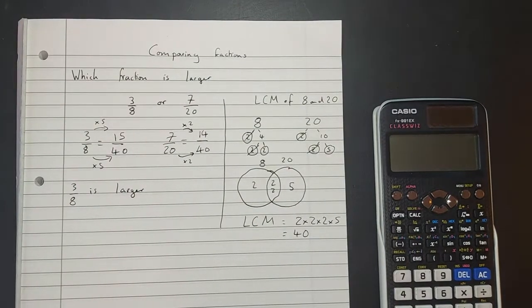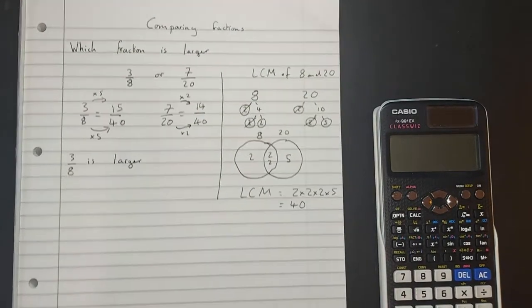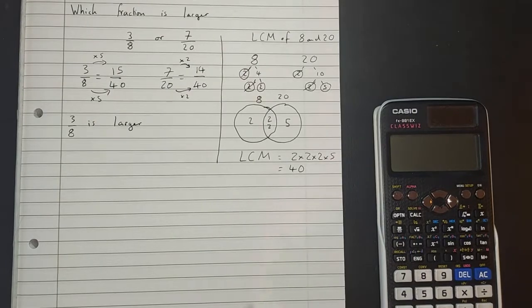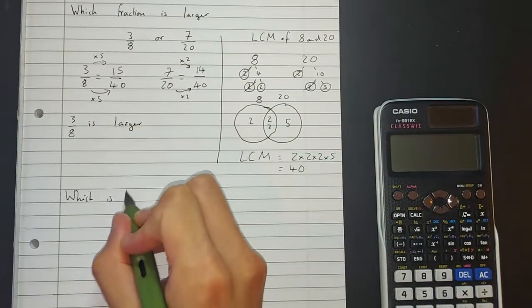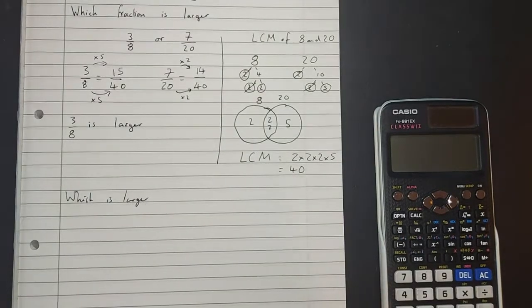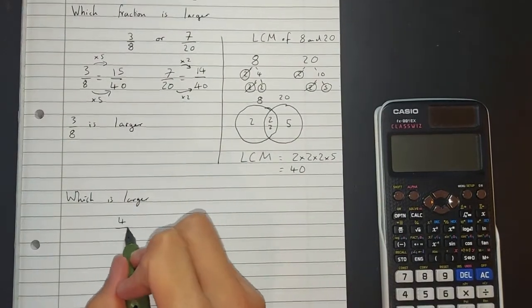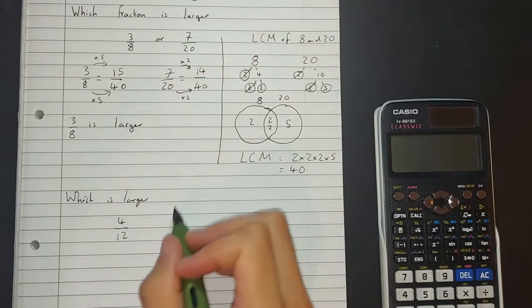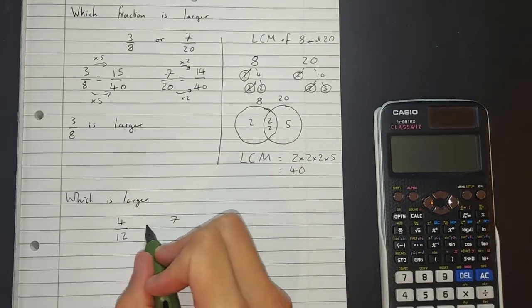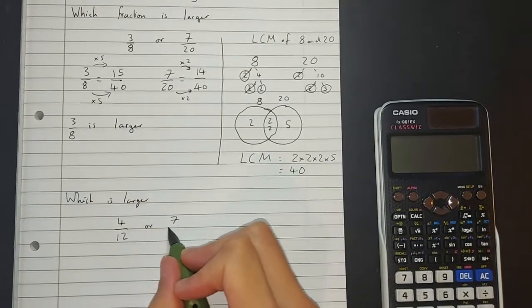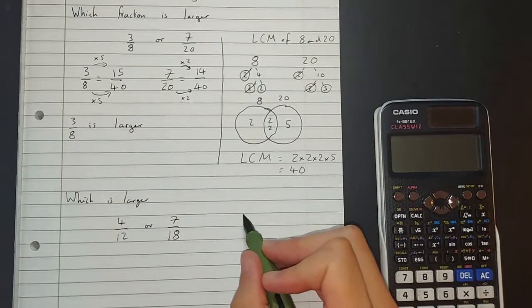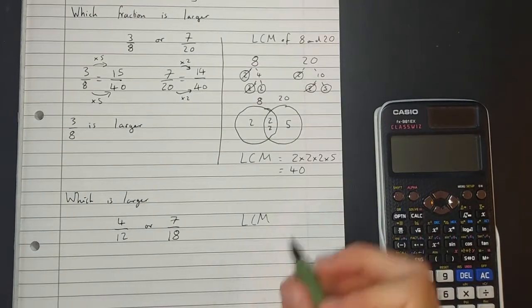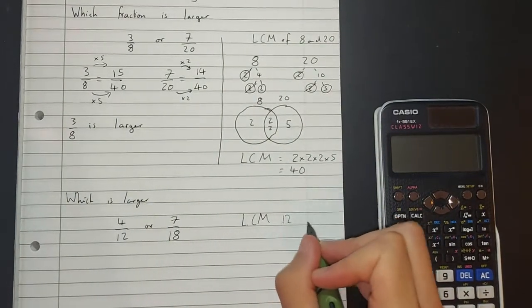Okay, let's do one more example. We're going to have the same question, which is larger? And this time we're going to have 4 over 12 and 7 over 18. Okay, so I'm going to find my lowest common multiple of our denominators, so that's 12 and 18.